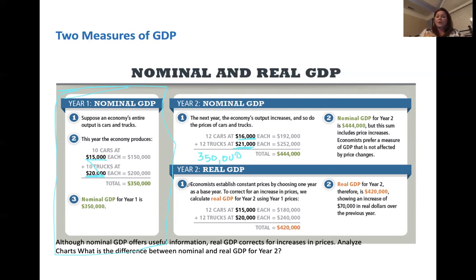So this is where we're going to calculate this real GDP. We take the actual number of cars and trucks that were produced this year, but we value them at the base year prices. And so you can see now we're comparing apples to apples price-wise. Our GDP did go up by about $70,000. We did produce more goods and services because we valued them at the same price.